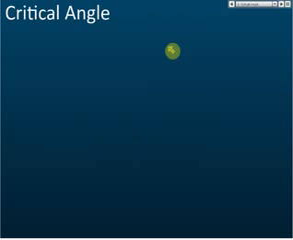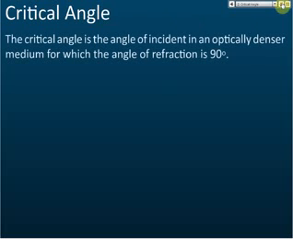Okay, now first of all, let's try to understand what is critical angle. Because to understand total internal reflection, you must know what is critical angle. The critical angle is the angle of incidence in an optically denser medium for which the angle of refraction is 90 degrees. Okay, now what does this mean?